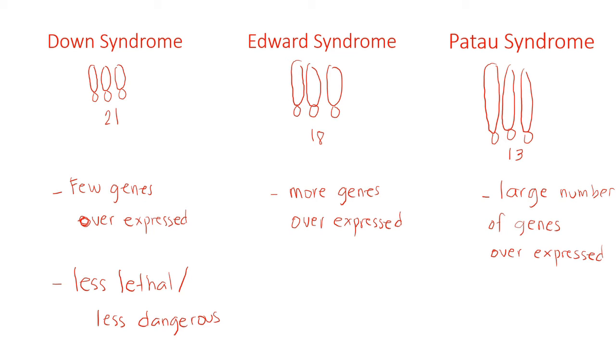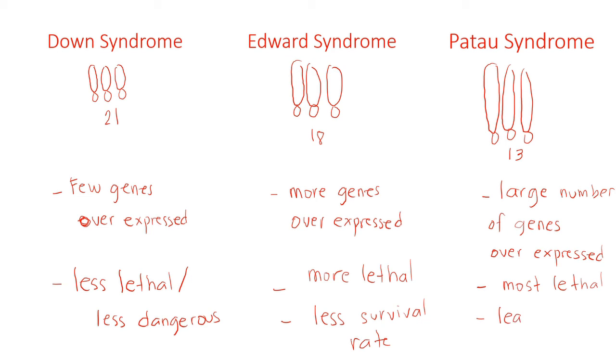So in your Edward syndrome, since there are more genes overexpressed, it is more lethal, more dangerous, so your chance to survive is very slim. So there's a lower survival rate. And then in your Patau syndrome, it's the most lethal, the most dangerous of the 3, so you have the least survival rate. Okay?